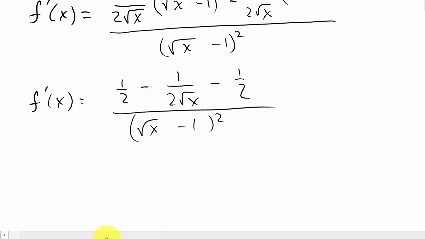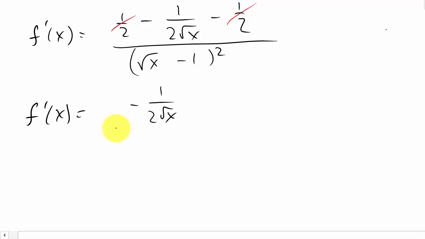Alright, so then I have f prime of x is equal to, well, you see here the 1/2s, they go to 0, so I'm left with negative 1 over 2 square root of x over the square root of x minus 1 squared.